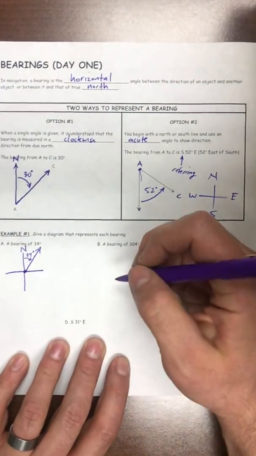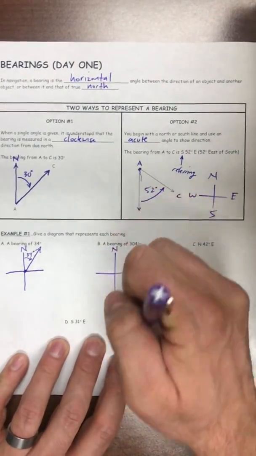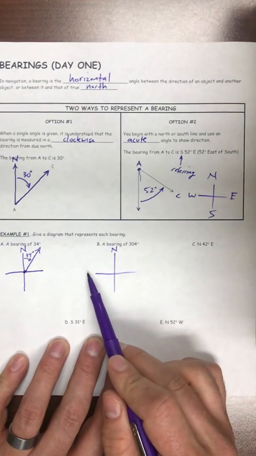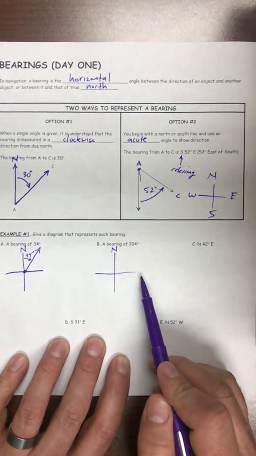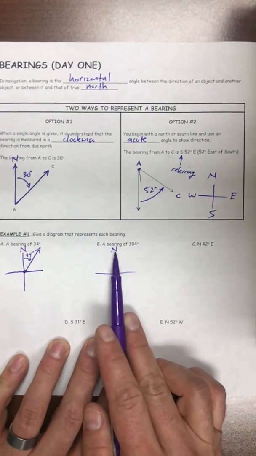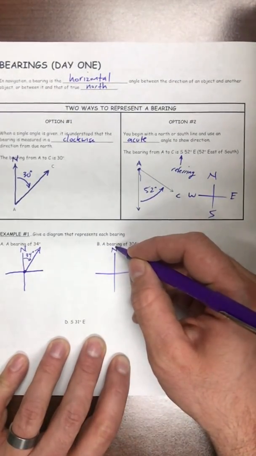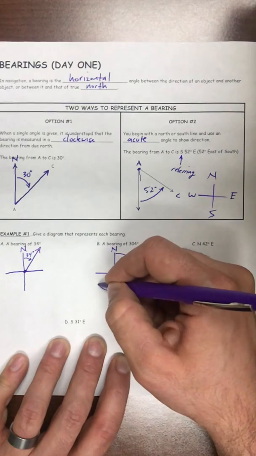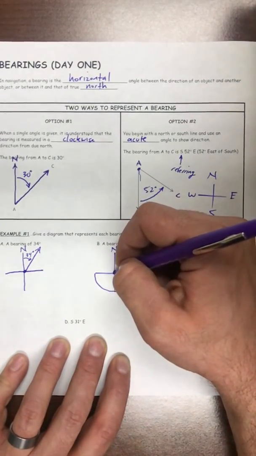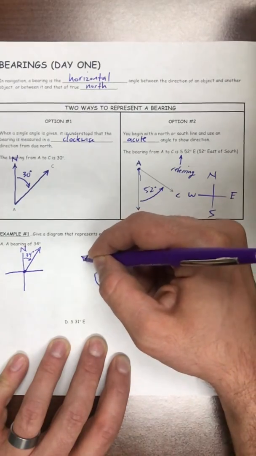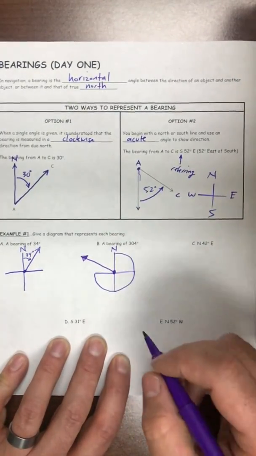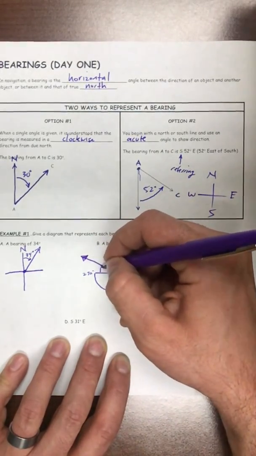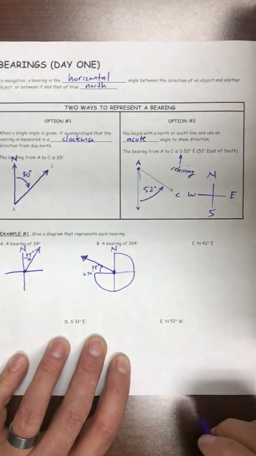Second one, a bearing of 304 degrees. This is very similar to what we've been doing with angles. It's just that normally we've been treating this as 0 degrees, 90, 180, 270, 360. That's what you've been used to all chapter. Now we're starting at north, so that's 0. So this would be 0 degrees, 90 degrees, 180 degrees, 270 degrees, which means that our bearing is going to be in the northwest direction. And we know that if that's 270, then this would be 34 degrees.